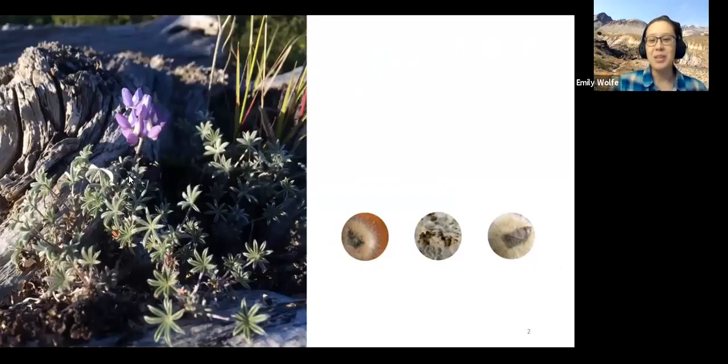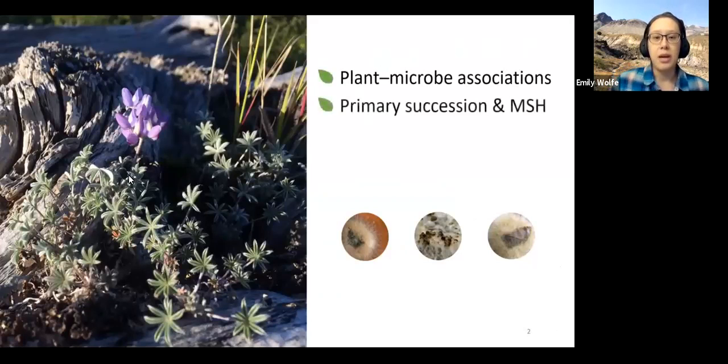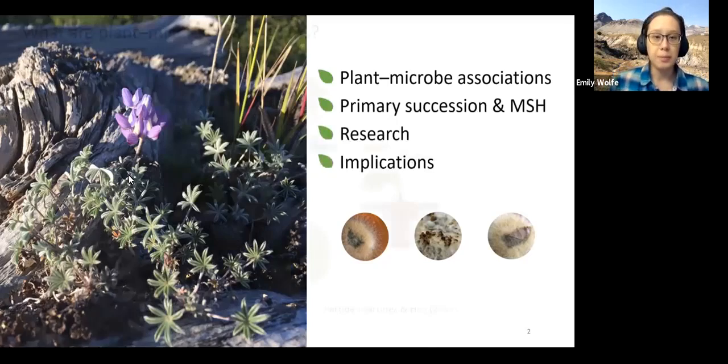Okay, so here's a little bit of a roadmap of what we're going to talk about today. We're gonna start off with an overview of plant microbe associations, followed by a discussion of primary succession and how it relates specifically to Mount St. Helens. Then we're going to cover some of the research my lab has done on endophytes and Ulmus-Frankia interactions. And finally, we'll go over some of the implications of these results.